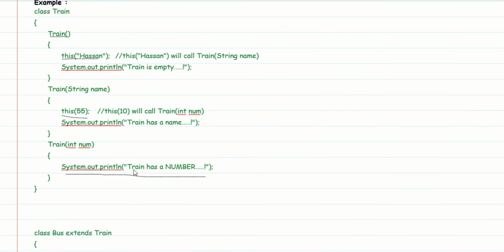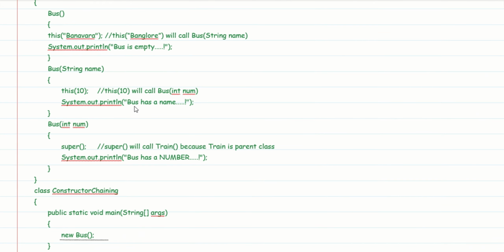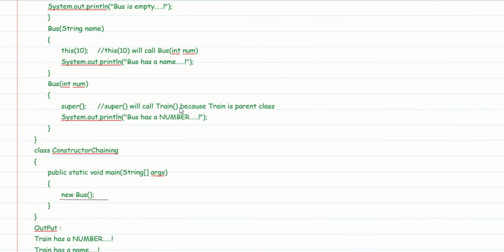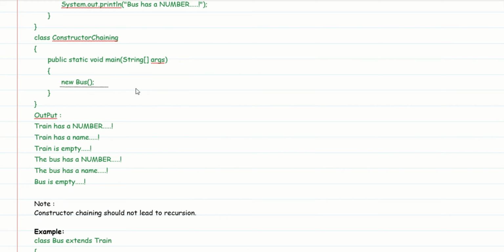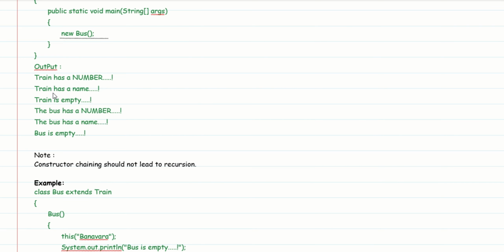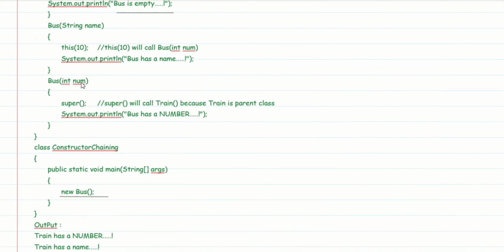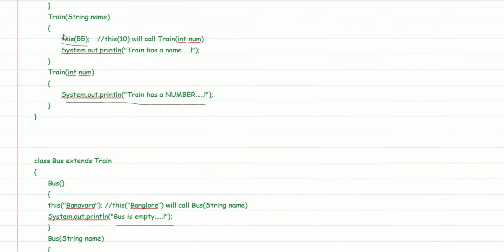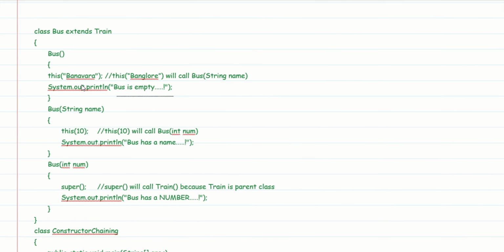So the chain, first it will print train has a number, then it goes here train has a name, then train is empty, then it comes here bus has number, bus has a name, bus is empty. You can see the output here. It's a chaining. So if we had only a default constructor, it would have printed only bus is empty. But we have used the chained approach. That is, we are calling a constructor within a constructor, and again we are calling a parent constructor as well using the super keyword.